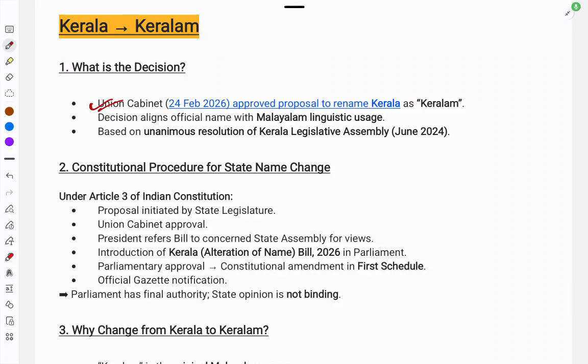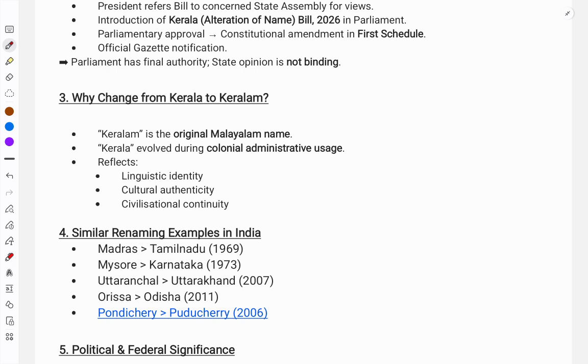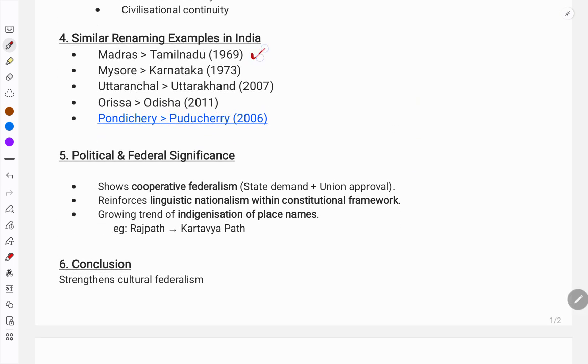Big news is here. Kerala is going to be known as Keralam now. Yes, the Union Cabinet has given approval for this, right? So in this video, we are going to discuss all about it: the constitutional provision, why there is a need for change from Kerala to Keralam, and are there any other examples we have had previously.